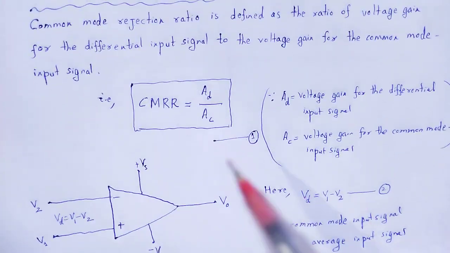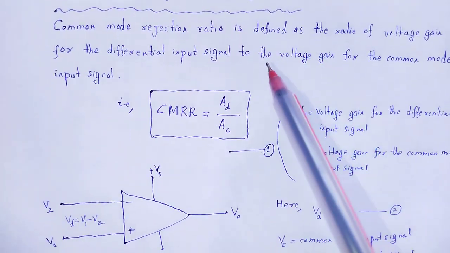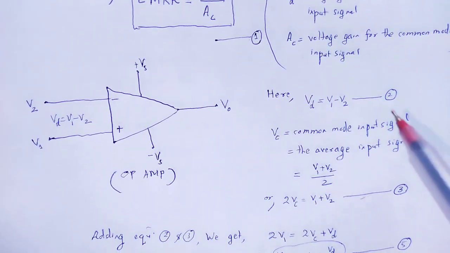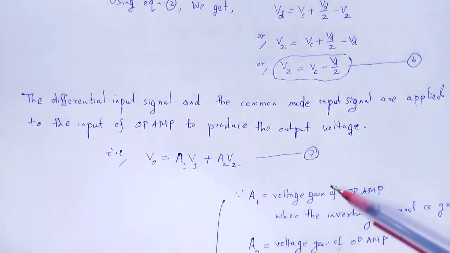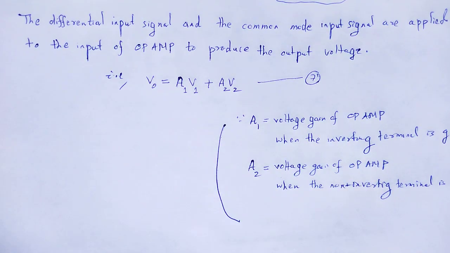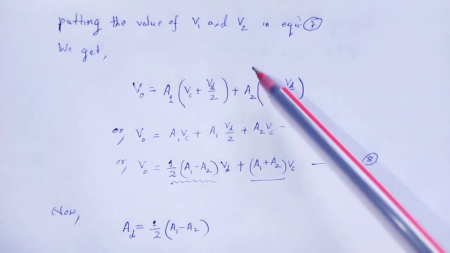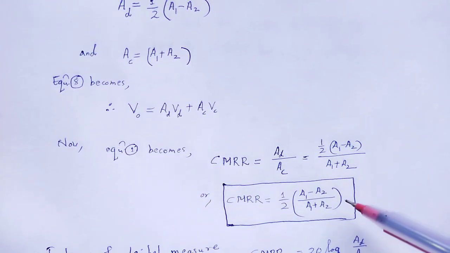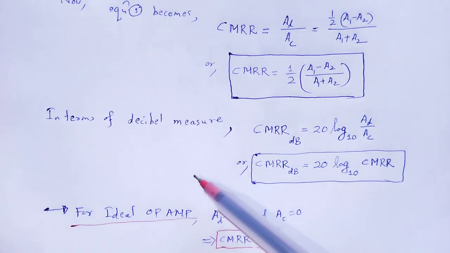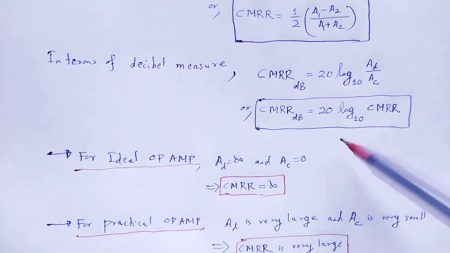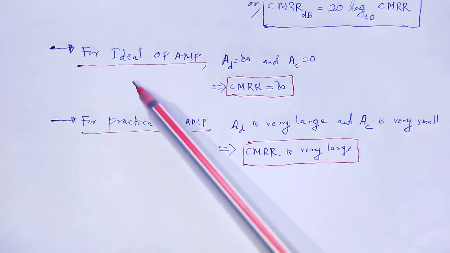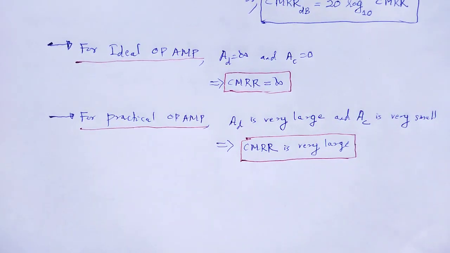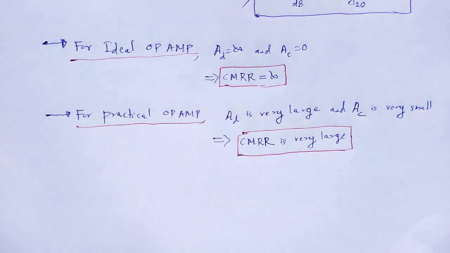This is all about the common mode rejection ratio of an op-amp, the definition. Then mathematically we showed the value of CMRR. Next, in decibel measure, this is the definition of CMRR and its value for ideal op-amp and practical op-amp. Next, slew rate.